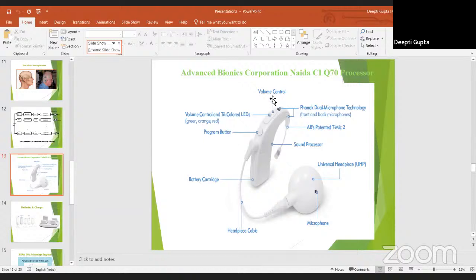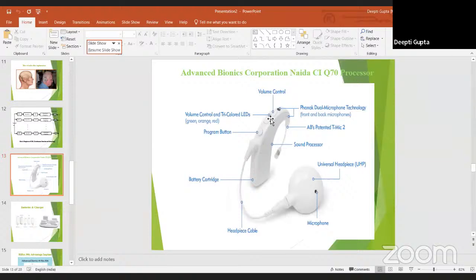Through the volume control, we are able to reduce or increase the volume. What is the program button here? The program button generally carries 5 programs. For example, if a person wants to listen only to his or her own sound, or only to the person sitting in front of him or her, or if a person wants to listen to some environmental sound along with the person sitting nearby, and wants to hear all the sound, like when in a meeting or in a program, then 5 programs like that are designed.